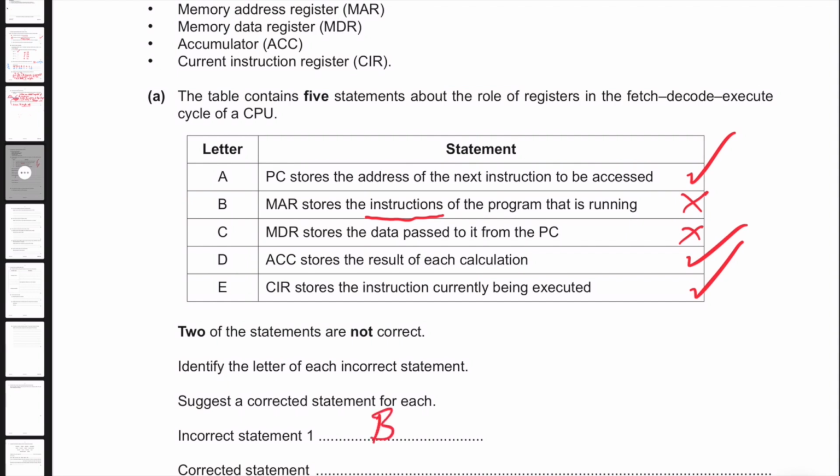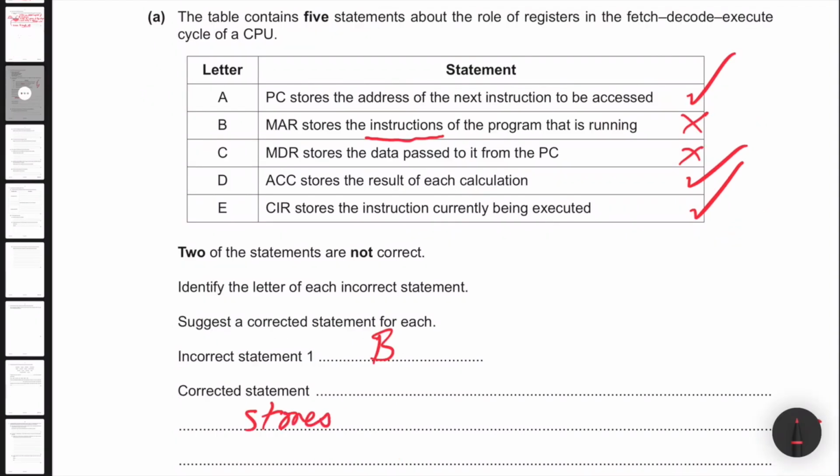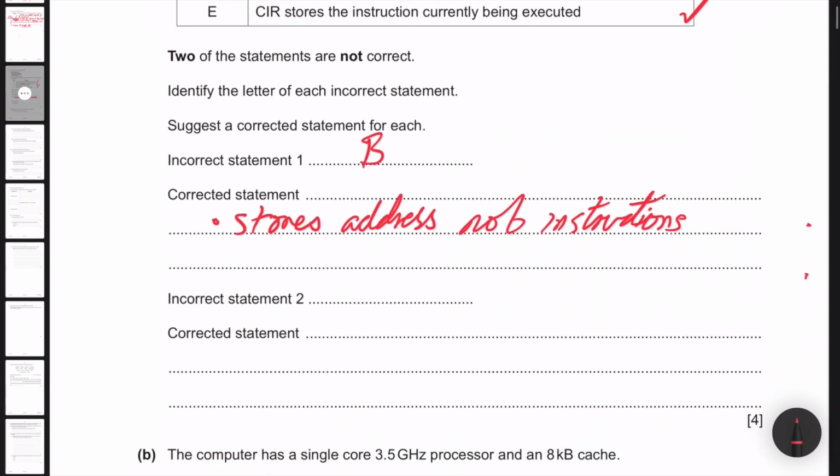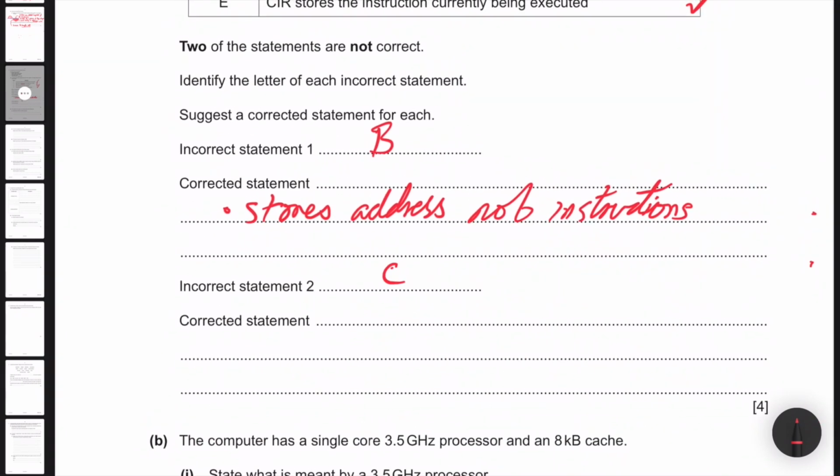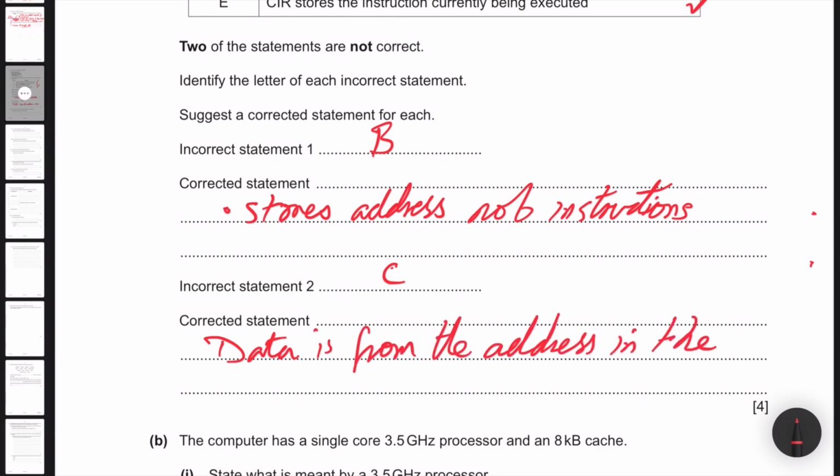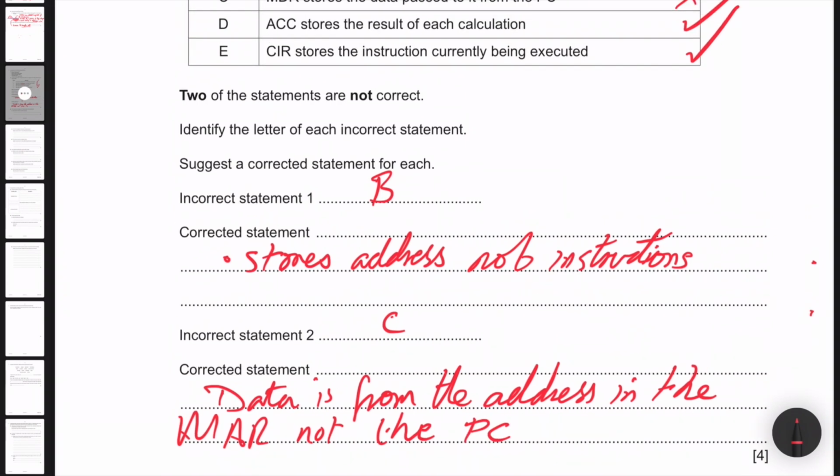B stores addresses, not instructions. Okay, and then C, data is from the address in the MAR, not the PC. Okay, not the PC, not the stores the address of the next instruction. Okay, because we're talking about data.